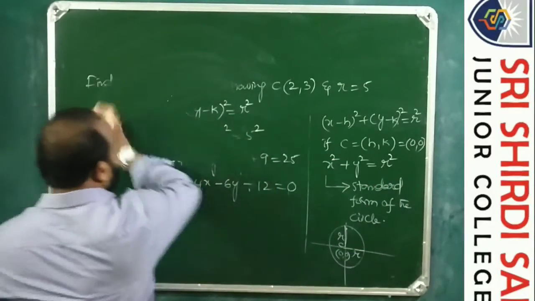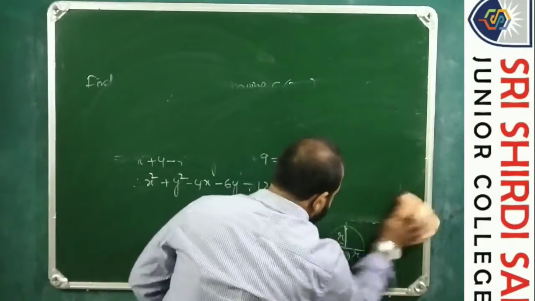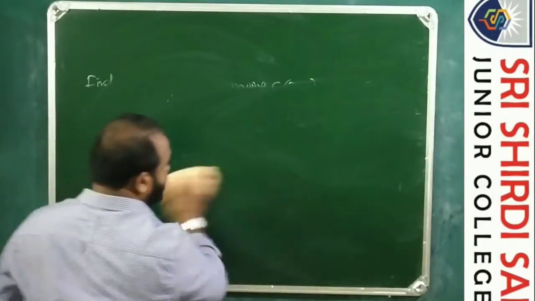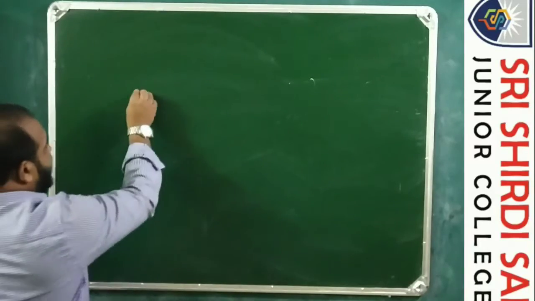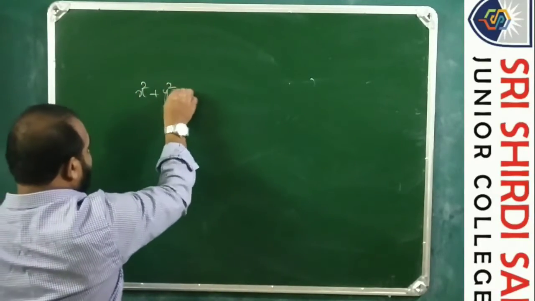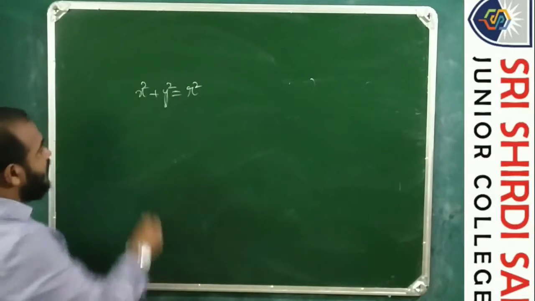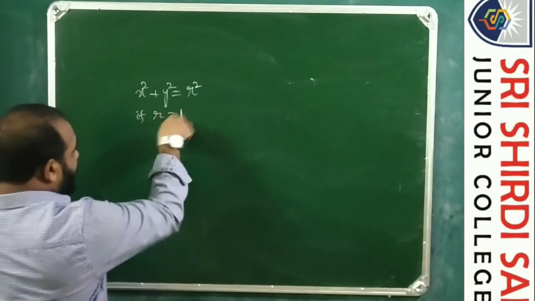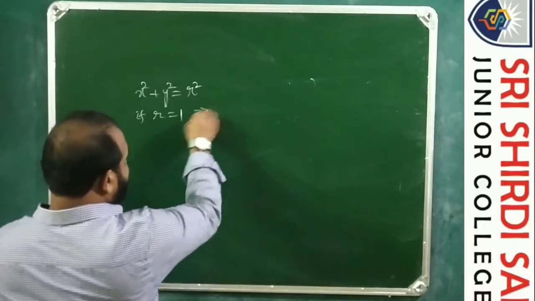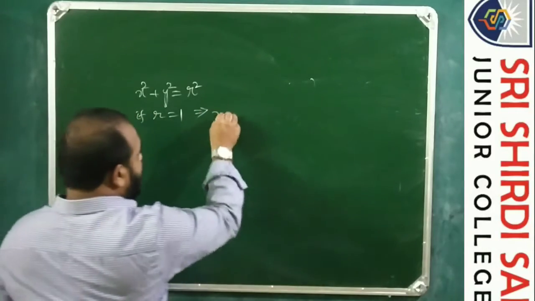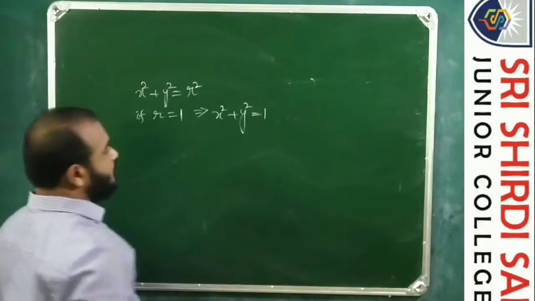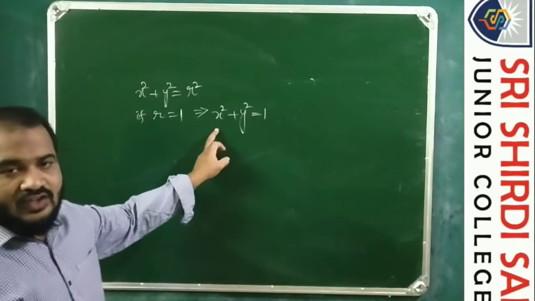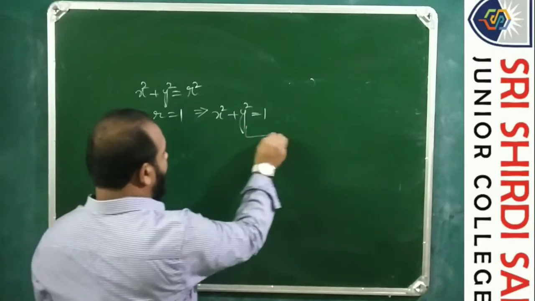And if in the equation of the circle x squared plus y squared equals r squared, the radius r is equal to 1, then this equation becomes x squared plus y squared equals 1 squared, that is equal to 1. So this circle is called the unit circle.